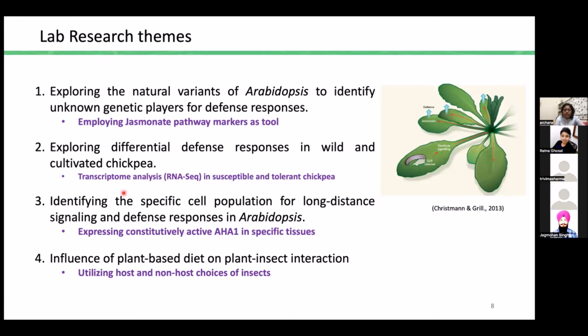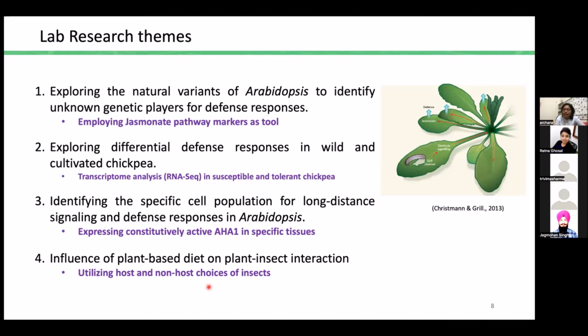The third one is identifying the specific cell population which is more responsible for herbivory responses or wound responses. For that, I'm using the AHA1 proton pump as a tool. And the fourth interest after coming to India was to understand more about insect host preferences.